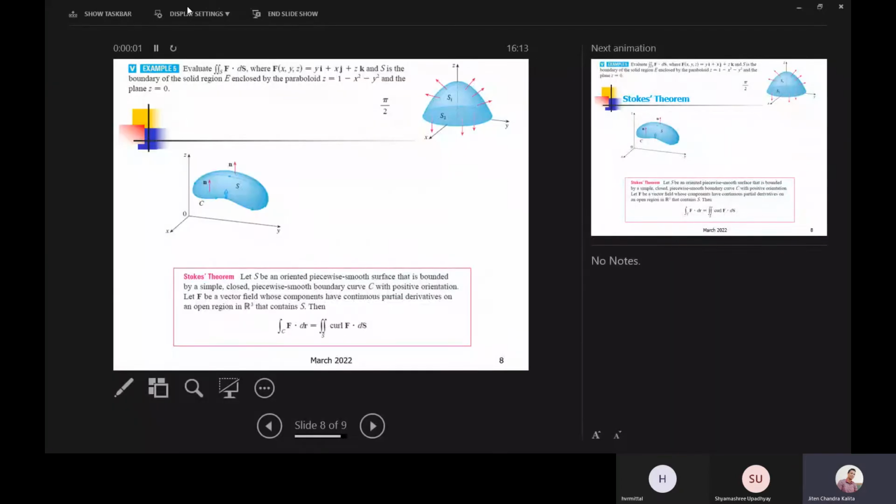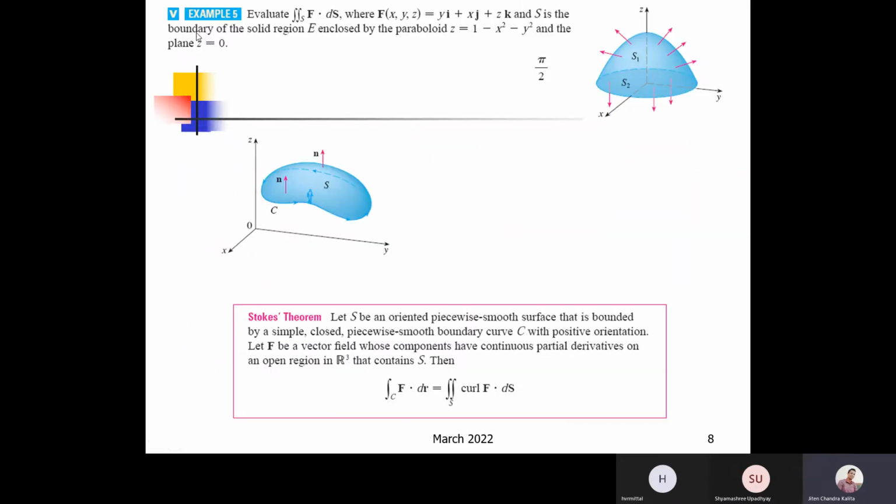So basically, the Stokes theorem, what it does, it is again as before. It is going to convert a line integral into a surface integral. Okay. So this is the Stokes theorem. So let S be an oriented piecewise smooth surface that is bounded by a simple closed piecewise smooth boundary curve C with positive orientation. Okay.